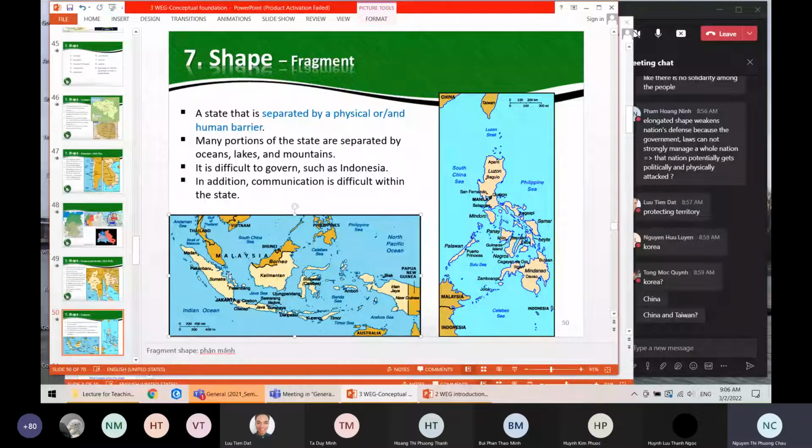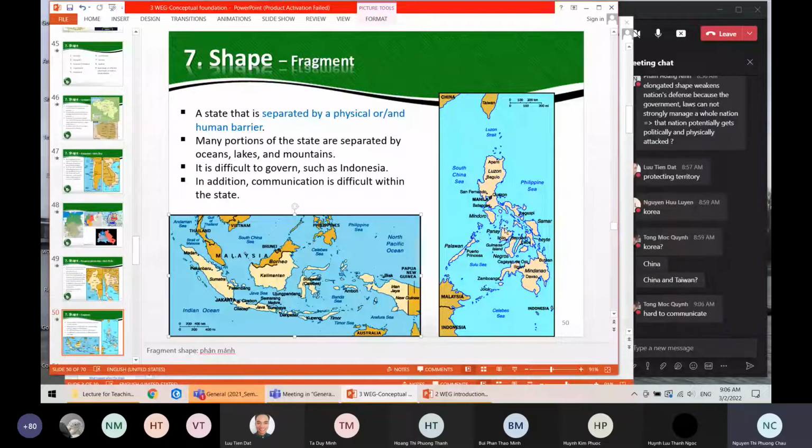Yeah, Indonesia and Malaysia have some, but it's not more fragmented than the Philippines. Is Mok Quỳnh sharing? It's hard to communicate. You mentioned the Philippines, right? The fragmentation. Okay, yeah, hard to communicate. Why is it hard to communicate?